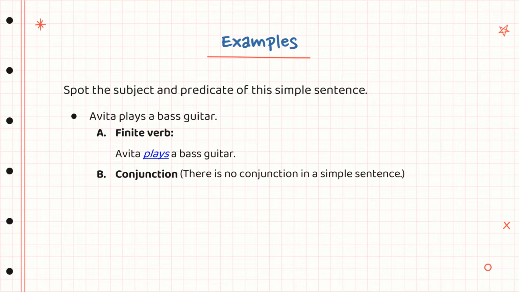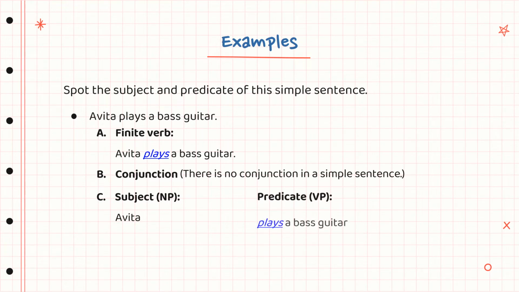Furthermore, after checking the finite verb and the conjunction, we can spot the subject, which is Avita, and the predicate is "plays a bass guitar." So the predicate starts from the finite verb to the rest of the sentence.